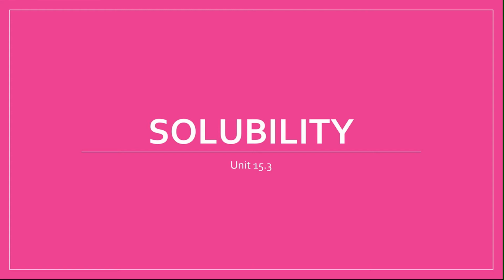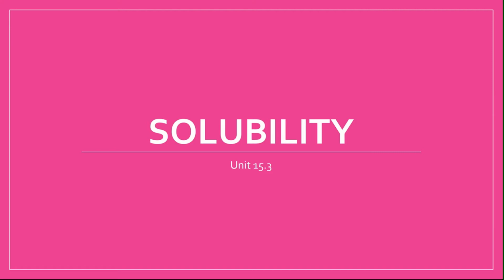All right, our last unit of this chapter, solubility. Now we've already talked a little bit about solubility when we determined the state of matter of compounds. Do you remember the solubility rules? There's 6 of them on the back of your periodic table.